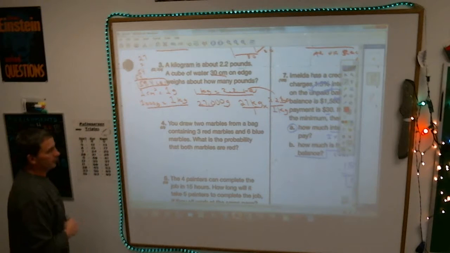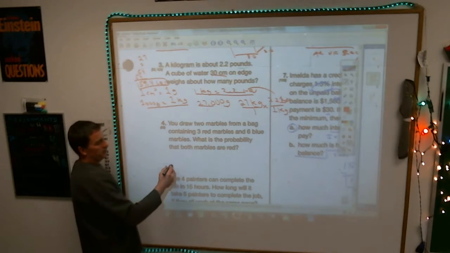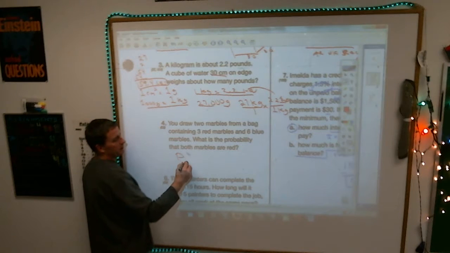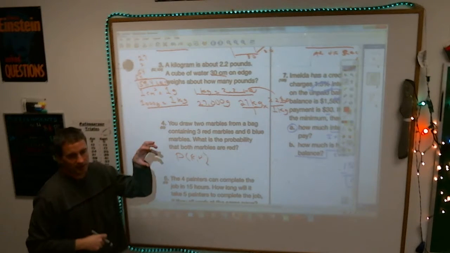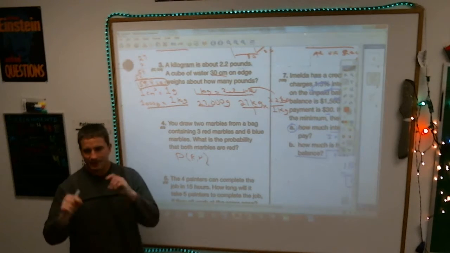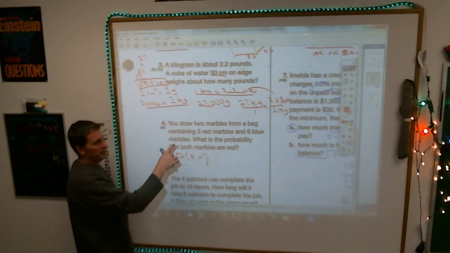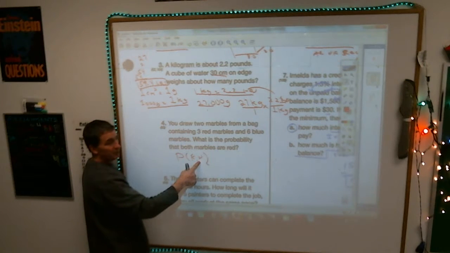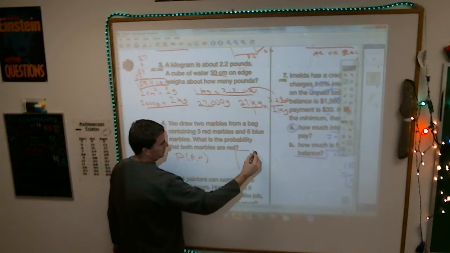You draw 2 marbles from a bag containing 3 red marbles and 6 blue marbles. What's the probability both are red? Here is your deal. Probability of both being red. Just know, it doesn't matter if you draw them at the same time or one at a time. The probability is going to be the same. Okay? Just know that you're not putting the first marble back in before you pull out the second marble.